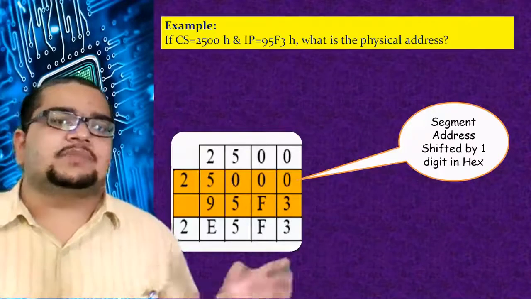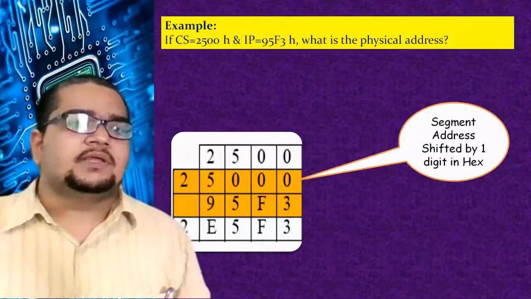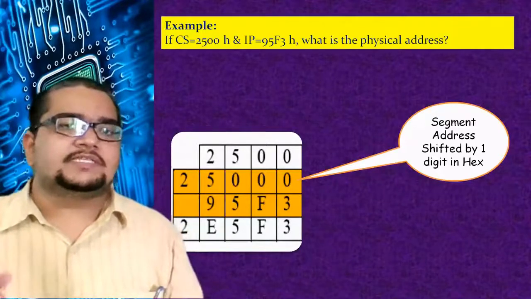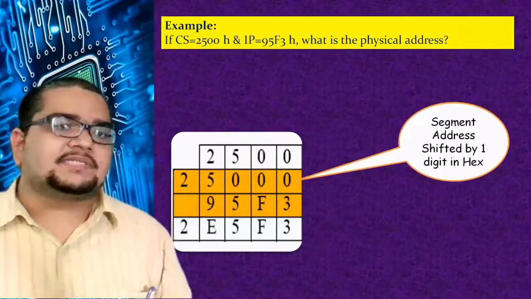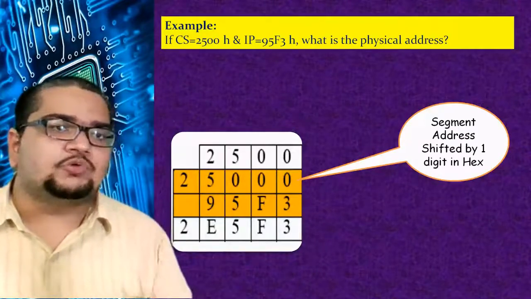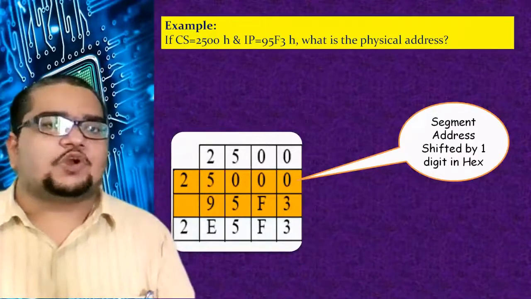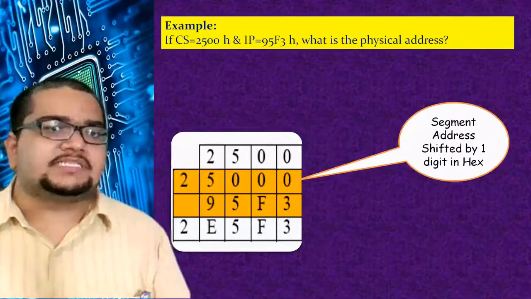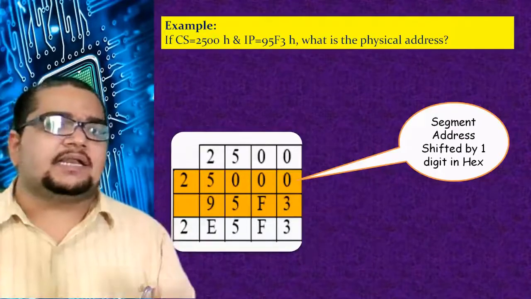I'm taking the digits from the far right side to the left side. So here 0 plus 3 is 3, 0 plus F is F, 0 plus 5 is 5, 5 plus 9. When we do this addition in decimal digits, it's 14. But here it is not 14. 14 in hexadecimal is E. 15 in hexadecimal is F, like that. So it's E here and 2.